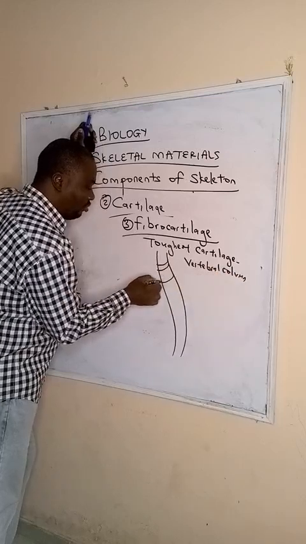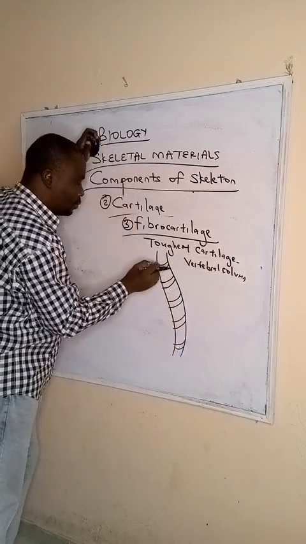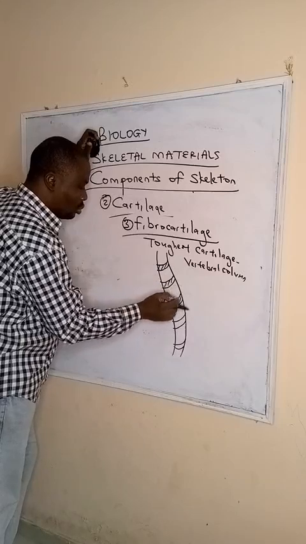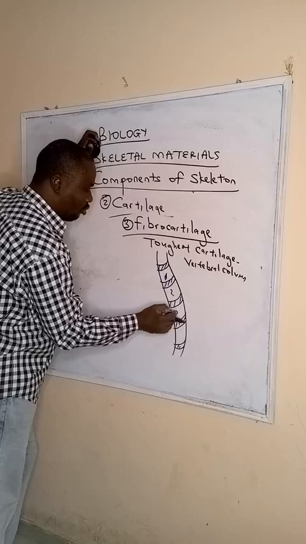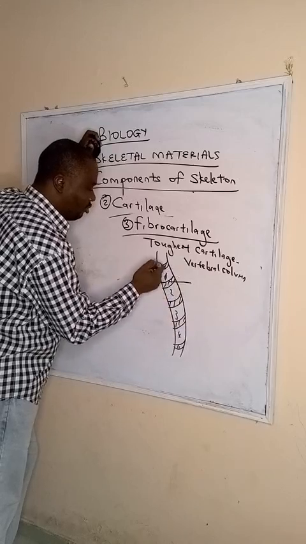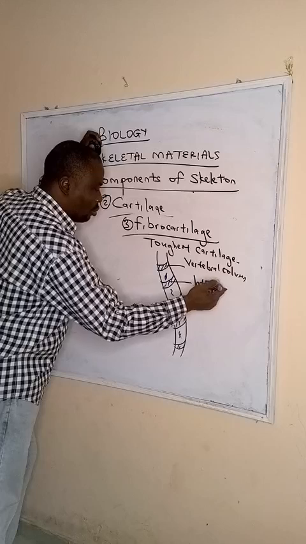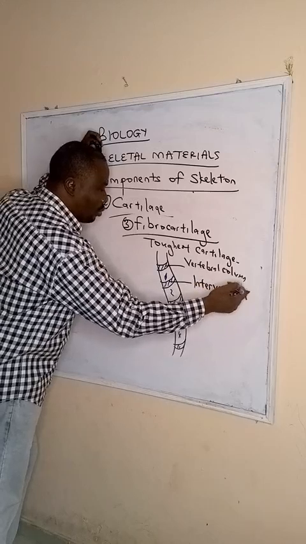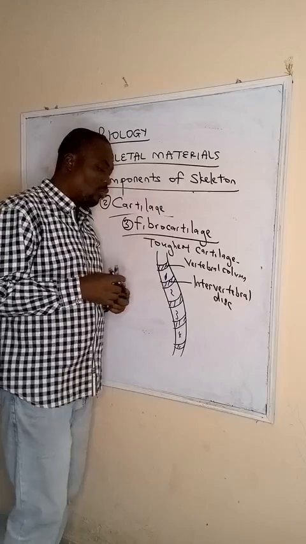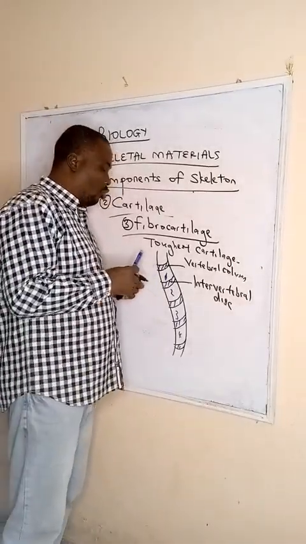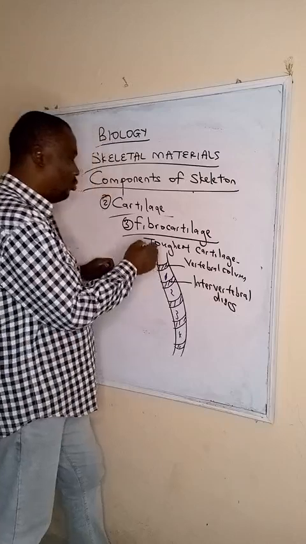This is the back. This is the backbone. This is the first vertebral bone, second vertebral bone, third vertebral bone, fourth vertebral bone. These are the fibrocartilage between the vertebrae. We call them intervertebral discs. Yes, intervertebral discs. They help to hold the backbone, the vertebral column, in place when somebody bends. This is the toughest cartilage found. We call them intervertebral discs.